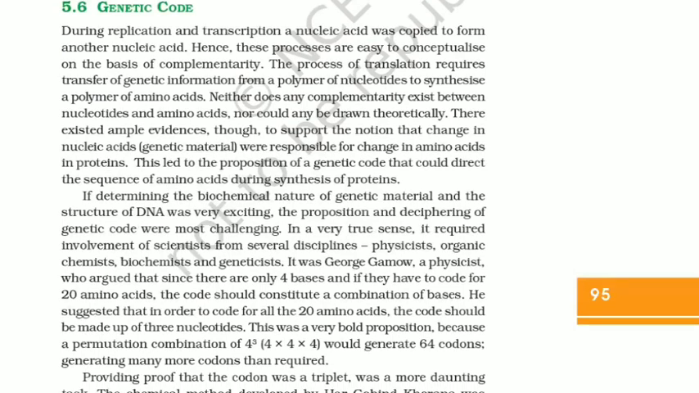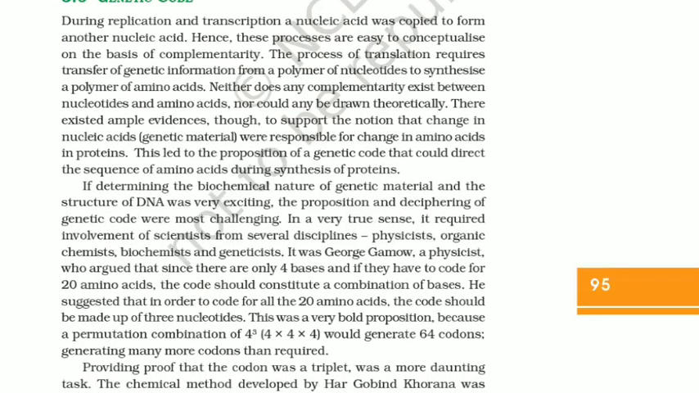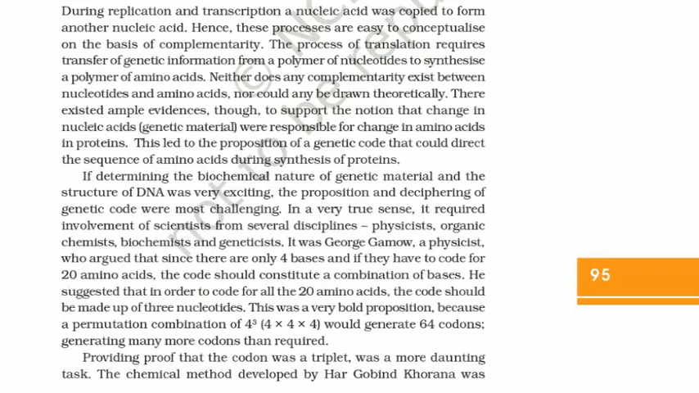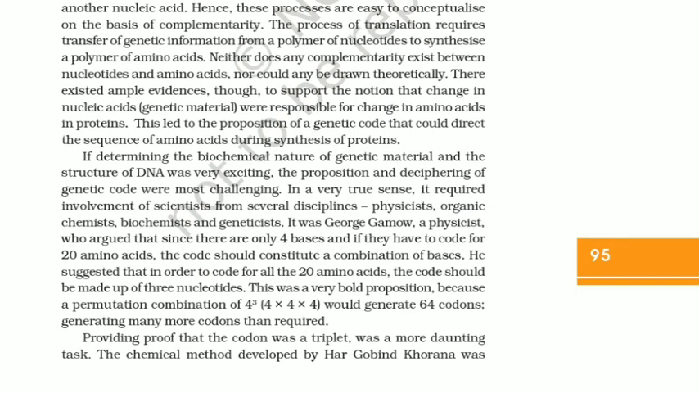5.6 Genetic code. During replication and transcription, a nucleic acid was copied to form another nucleic acid. Hence, these processes are very easy to conceptualize on the basis of complementarity. The process of translation requires transfer of genetic information from a polymer of nucleotides to synthesize a polymer of amino acids. Neither does any complementarity exist between nucleotides and amino acids, nor could any be drawn theoretically.